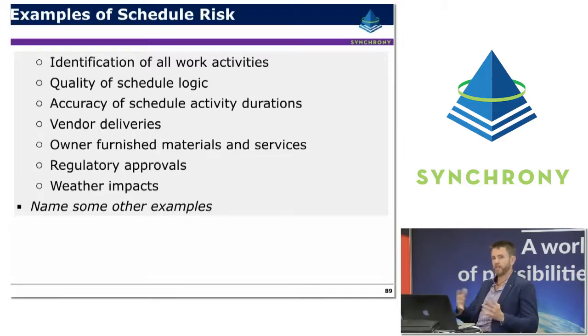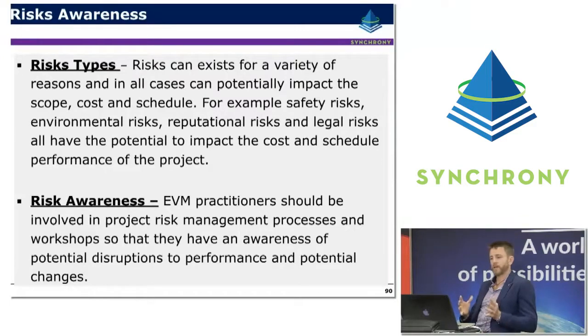Schedule risks are very similar to cost risks. I guess the cause of these uncertainties is often very similar, but there can be some technical ones related to the schedule, such as the quality of schedule logic, the accuracy of scheduled activity durations, vendor deliveries. There might be particular vendors who are riskier than others, owner-furnished materials and services. Regulatory approvals is a typical one that has a high amount of risk associated with it, and once again weather impacts. So there's a number of different types of risk as well, and they can exist for a variety of reasons, and all of them can potentially impact the scope, cost and schedule in different ways.